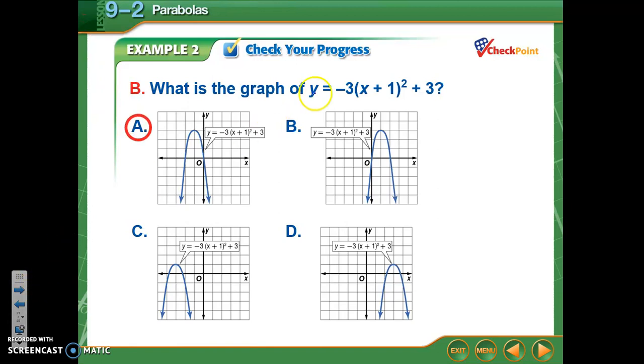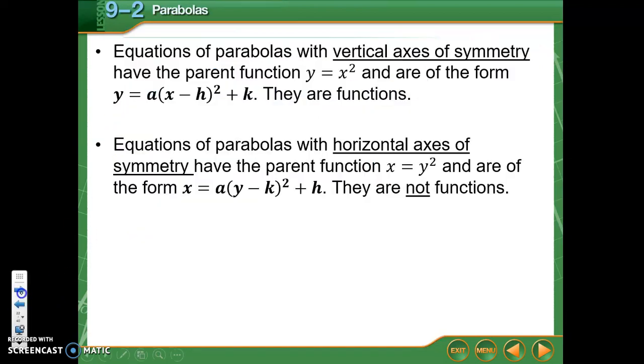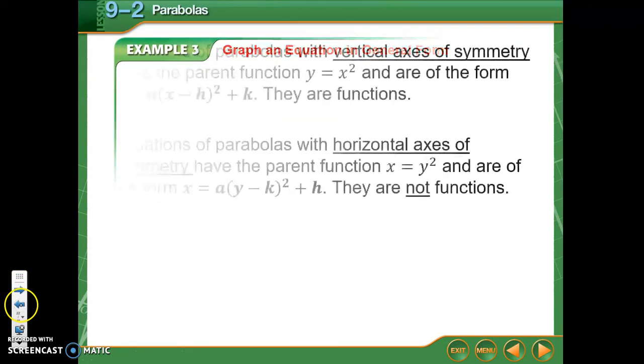Okay, in this case, we end up with A. My vertex moved from 0, 0 to -1, +3, still opening down. So it was shifted to the left 1 and up 3, which we can see is happening in part A. All right, we're going to see how much farther we can get here in this video.